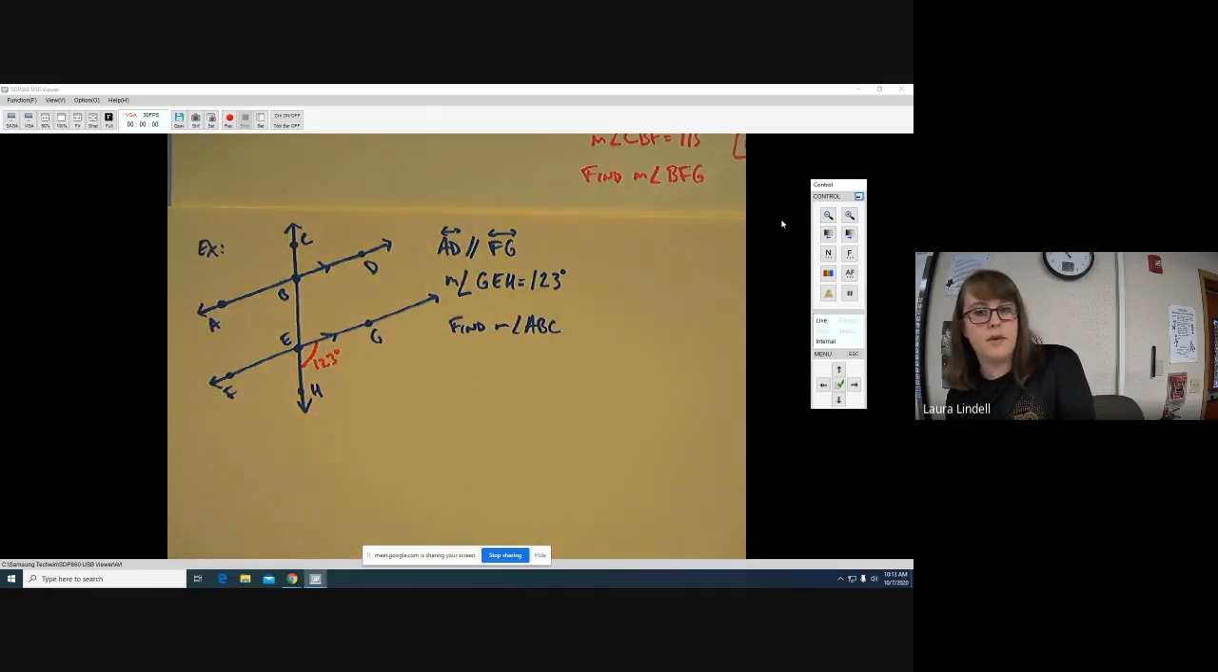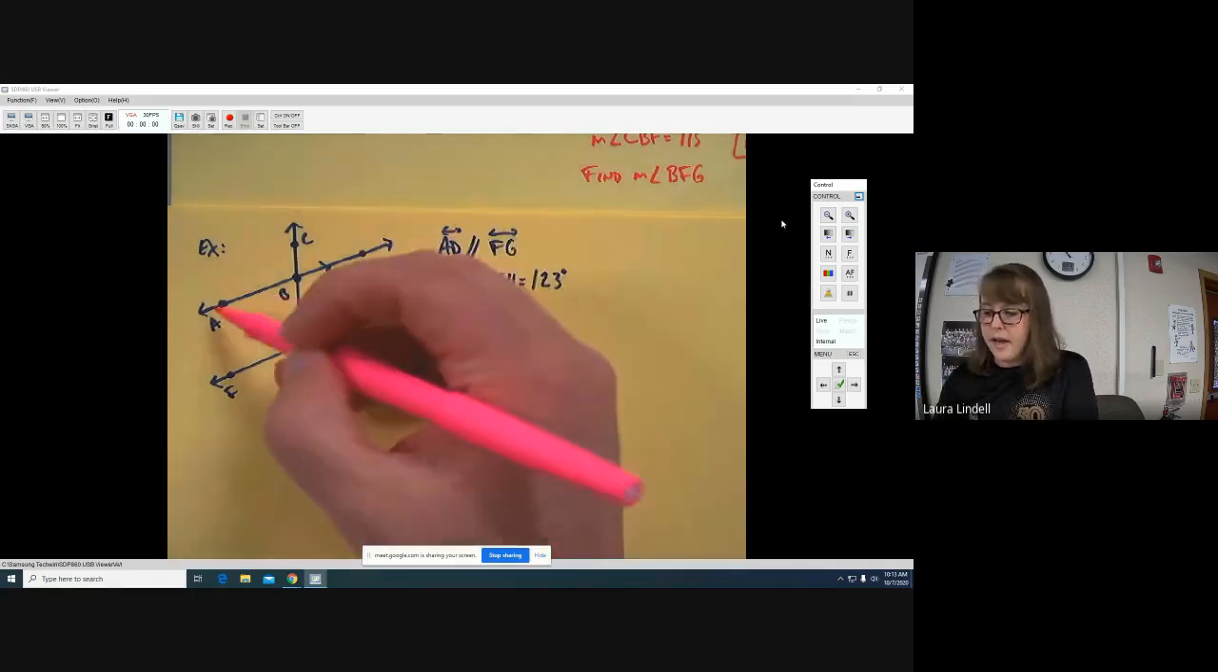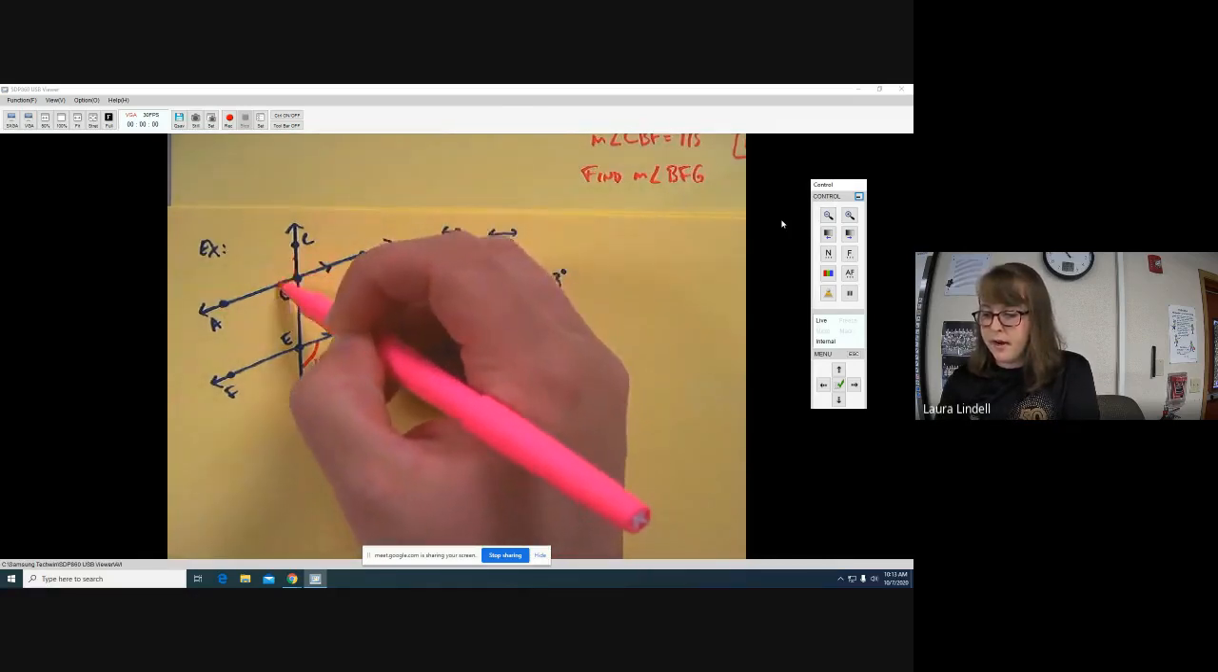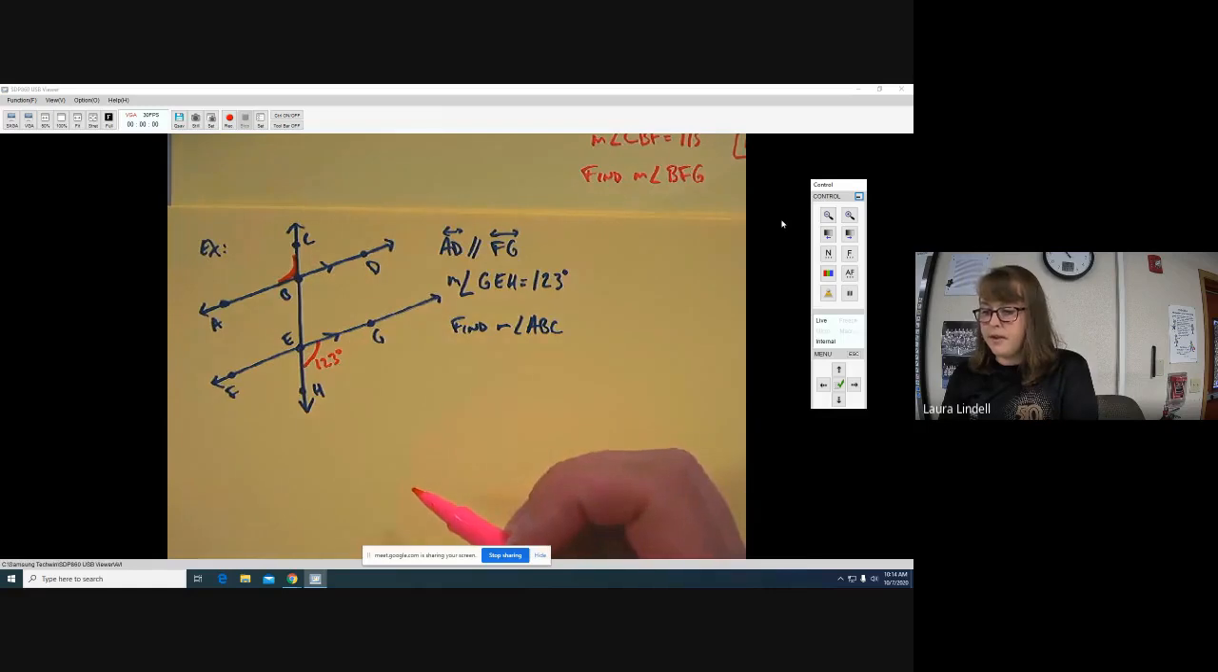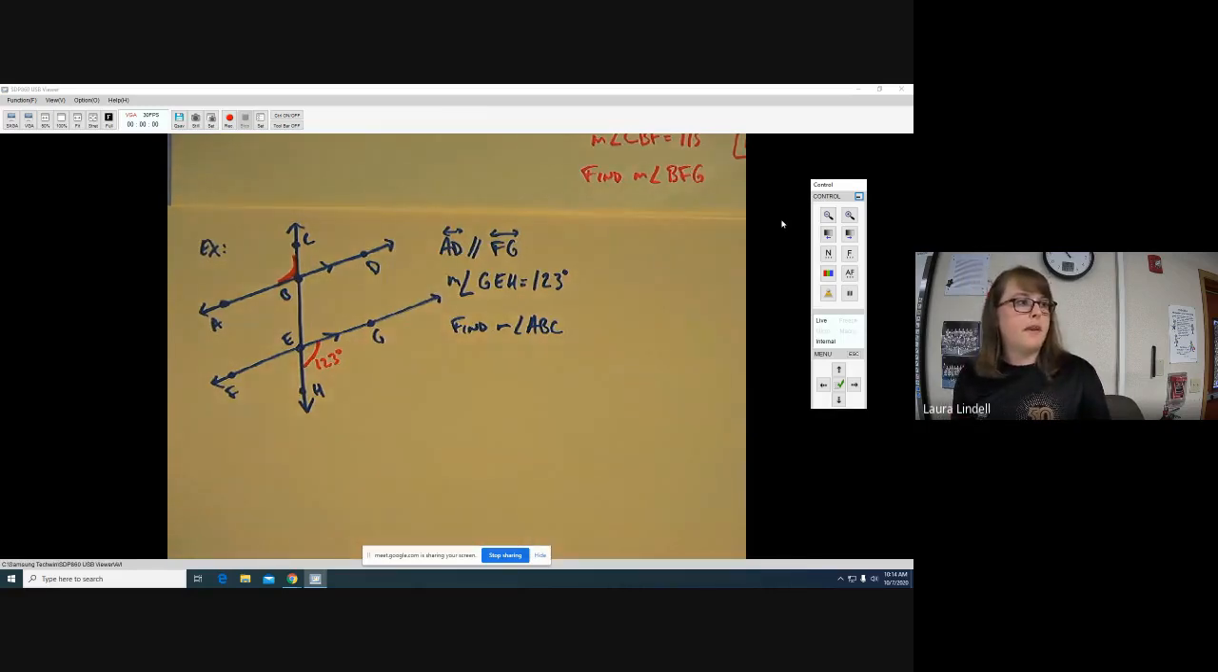All right, if that's the one that you labeled, you're on the right track. Then we want to figure out what is the measure of angle ABC. That's this one right here. So first of all, what do we think is their angle relationship? Get some angle relationship practice. Are they alternate, interior, exterior, consecutive, or corresponding?